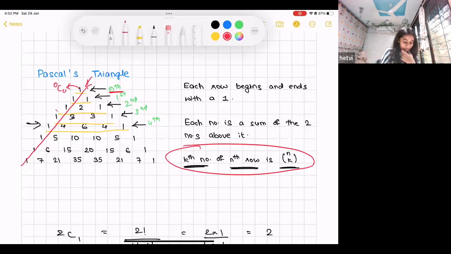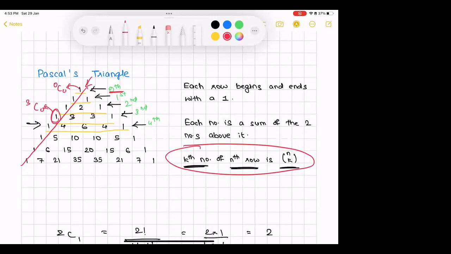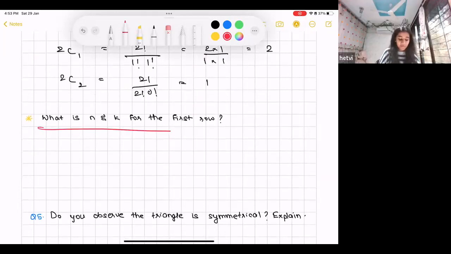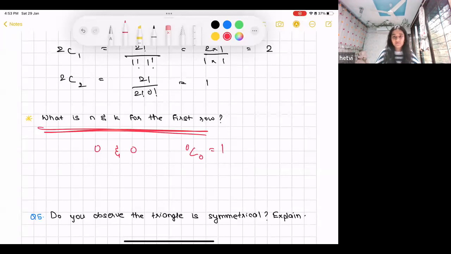Or for example, this one. This will be 3C0. So you have 3 items and out of that you have to select nothing. So there's only one way to do it. You do nothing. Okay. This was one of the questions. What is n and k for the first row, which I just mentioned? N and k for the first row is 0 and 0. It's 0C0, which is 1. That can be a little tricky.